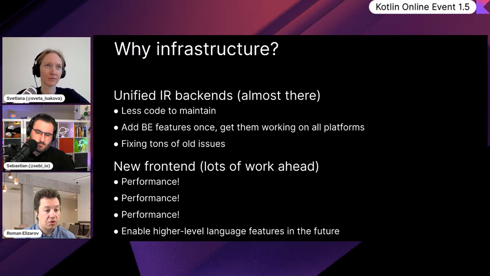Actually, the way the frontend is structured, it also works with a tree of nodes. It has its own intermediate representation that you may hear us referring to as FIR, frontend intermediate representation, and it is also amenable to transformations, which allows us in the future to more easily implement even higher-level features than we have now.